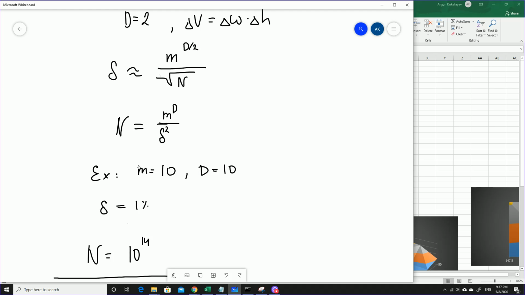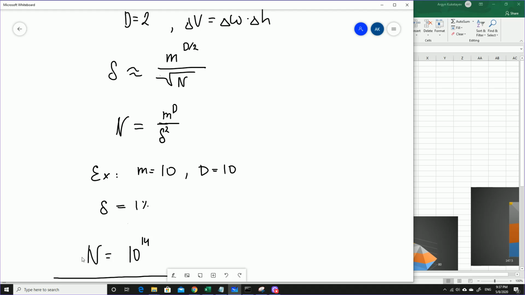So we have a 10 by 10 grid, not 10 by 10, but 10 by 10 by 10, and so on, right? So we have 10 variables, each one has 10 cells, right? And we want 1% error. If you plug these numbers in, you'll get n required of 10 to the power 14. There aren't that many people on Earth, right?